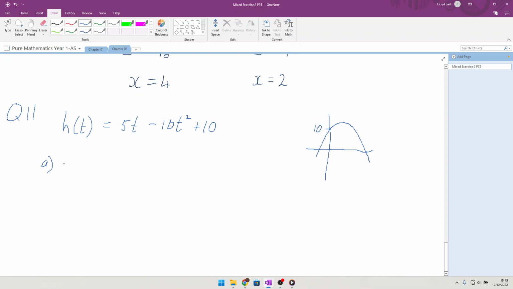A is where h(t) cuts the y-axis, so 10 meters. Okay, which is just read straight from there, being the c coefficient.